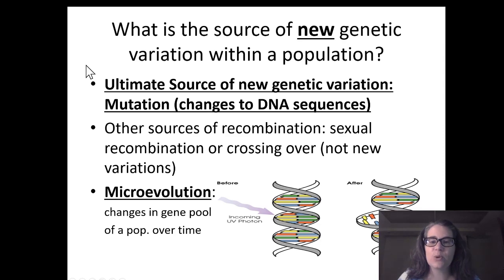Now, what is the source of new genetic variation within a population? The ultimate source of all new genetic variation is mutations. Mutations are changes to DNA. There are other sources where we mix up the genome, like sexual recombination or crossing over, that we'll get to later on. But the ultimate source of anything new, a new trait, is a mutation: changes in our DNA code. So microevolution then tracks the changes in these gene pools, the changes of these allele frequencies for a population over time, to tell a story of how these genes are changing.